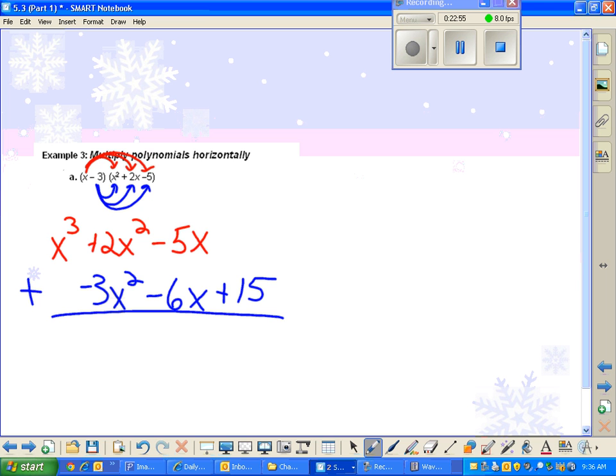So I have x cubed plus nothing. That's just x cubed. 2x squared, take away 3x squared, that's minus 1x squared. Negative 5x and negative 6x put together is negative 11x. And 15 and nothing is 15. So that is that.